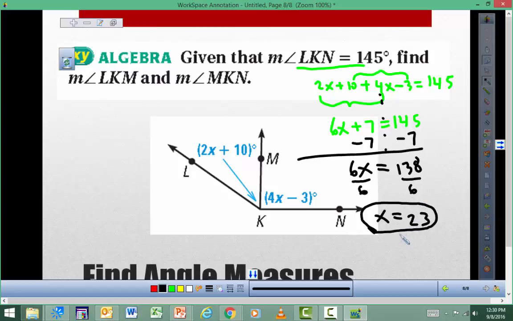Okay, so only a bozo stops here, though. My students don't stop here because they read what the question was. We're actually asked to find the measure of those two angles. So what we need to do is shove the x back in right there. Bam. Shove it in right there. Bam.